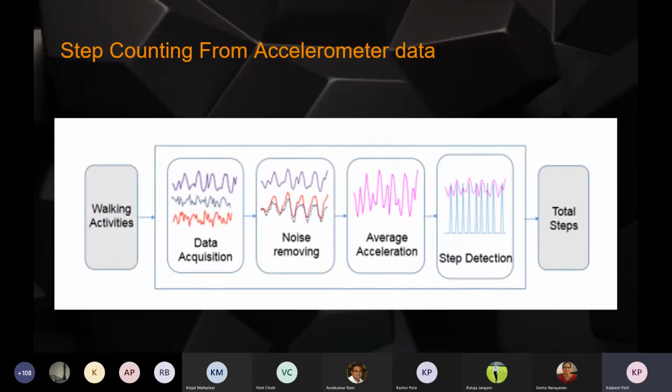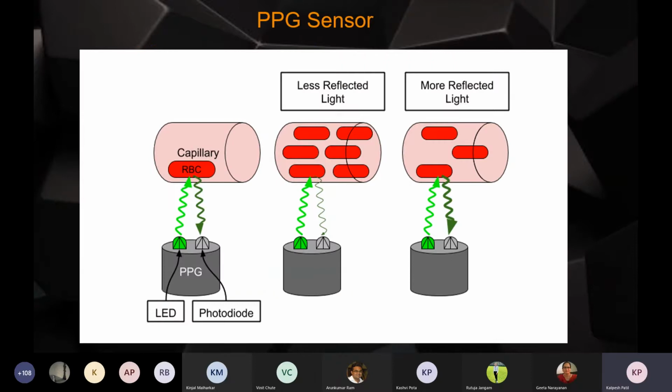Again, step counting can be done like this: acquire data, then we do signal processing, which is everywhere. Then we do some kind of smoothing to detect the peaks from your signals, and by the peak detection you can identify the steps. This is how the step counting algorithm works, which can normally be found in almost all wearable devices nowadays.